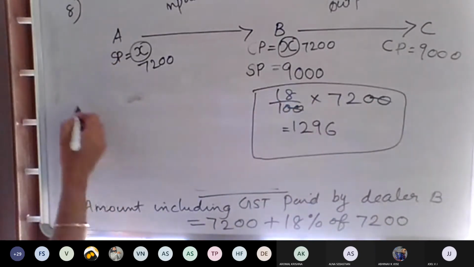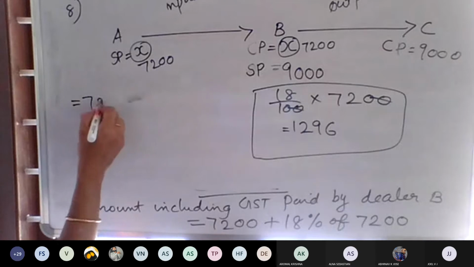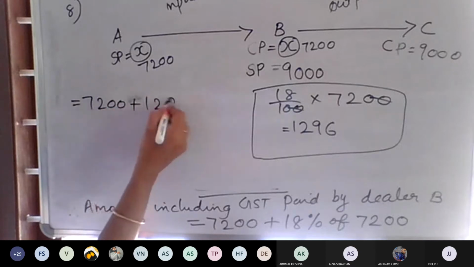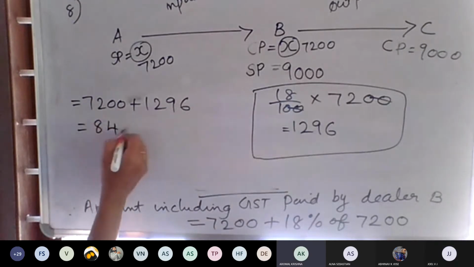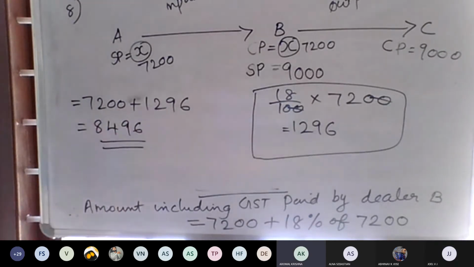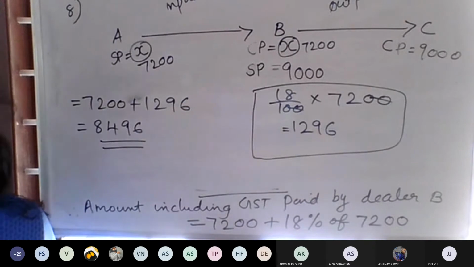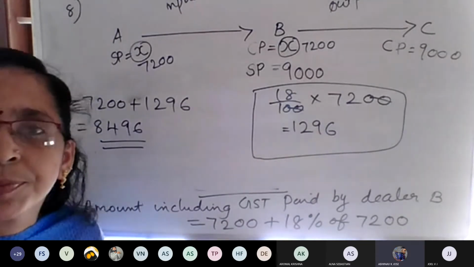So which is equal to 7,200 plus 1,296. So, final answer 8,496. Understood this question? Yes, ma'am.